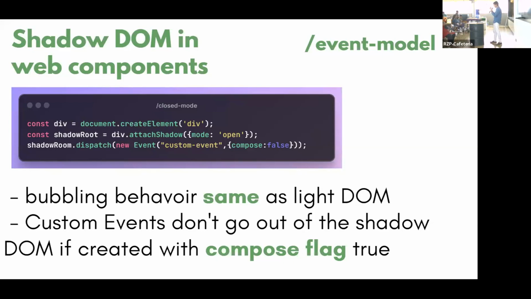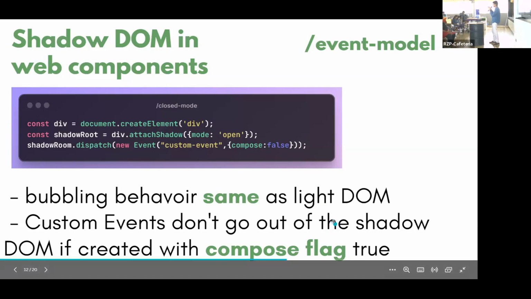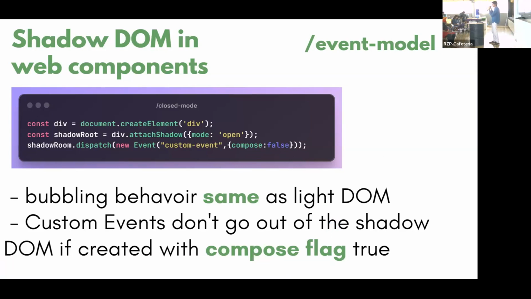And now let's talk about the event model of the shadow DOM. The event model is basically exactly the same as the light DOM. It has its own bubbling behavior, the same behavior the light DOM has. Now, with respect to custom elements, you can of course define custom elements if you're defining a separate HTML element. If you set the composed flag to false, then the event is not bubbled out of the shadow DOM. So the event behavior is contained in the shadow DOM itself.